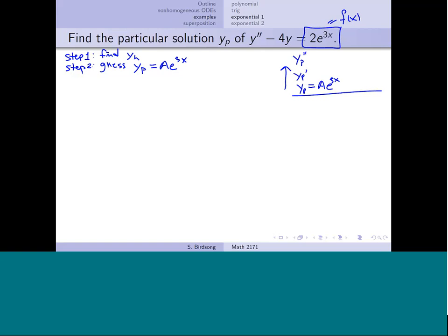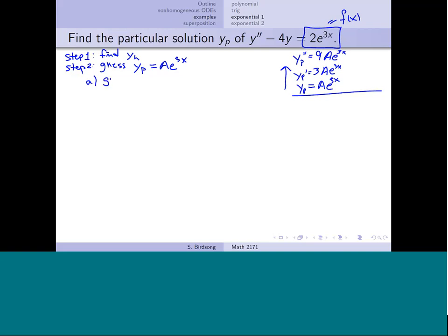So if we take our a times e to the 3x and take its first derivative, what should we have? Don't overthink it. The a stays the same. What's the only thing that gets added? Yep. So you'll get an extra copy of 3 out front, so you have 3 times a times e to the 3x. Now what about the second derivative? What should the second derivative look like? I'll do the part that stays the same. Yep. So when you take the derivative again, you get another copy of 3, so you get 9 times a times e to the 3x. Okay. So at this point, we're ready to plug in.